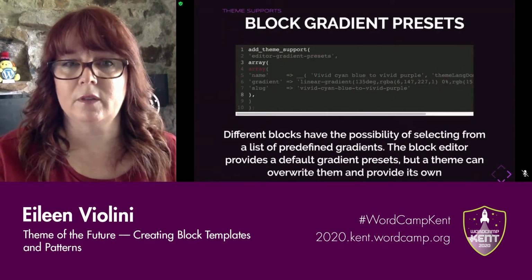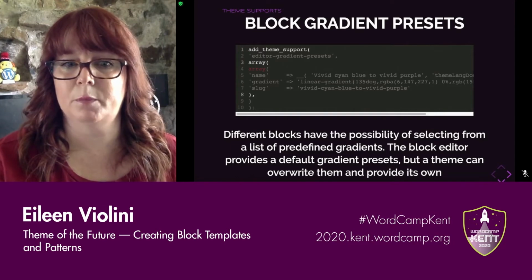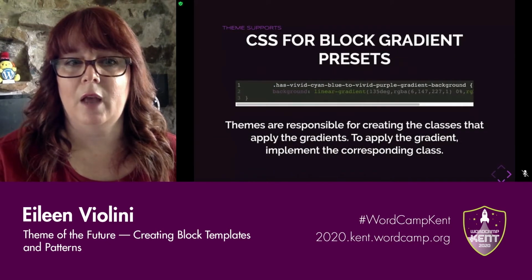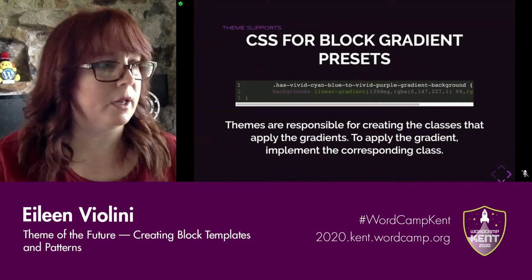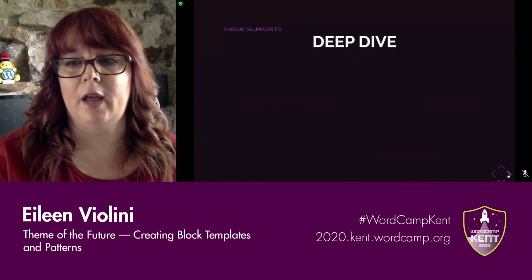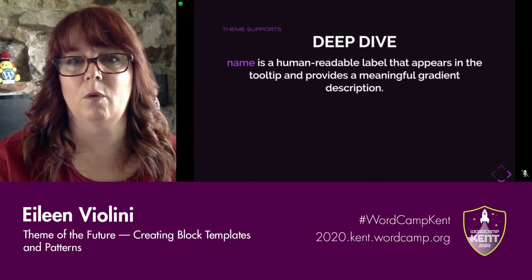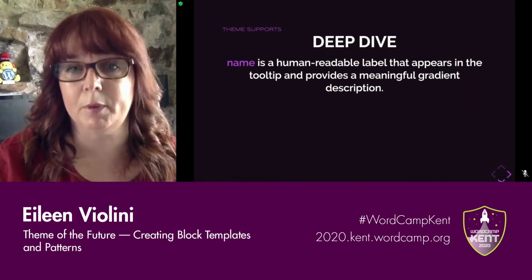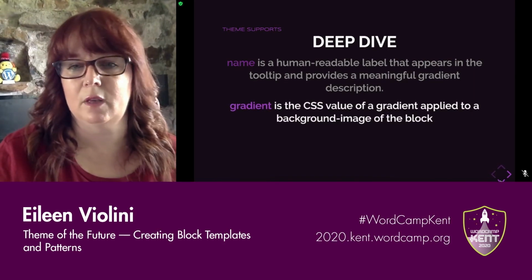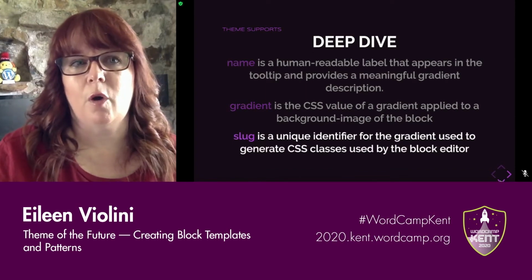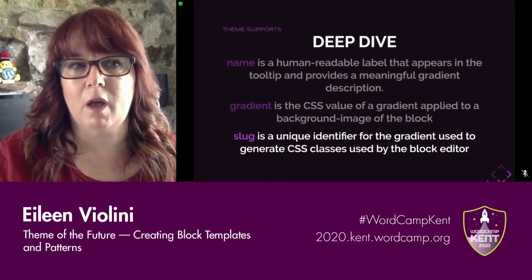Block gradient presets now are available, so you can have blocks that have gradients in them. And the CSS for the block gradient presets. I'm going to skip ahead here from theme supports after this deep dive. So for your gradient, again, the name is the human readable label. The gradient is the CSS value. And the slug is the unique identifier. So please refer back to my slides here.